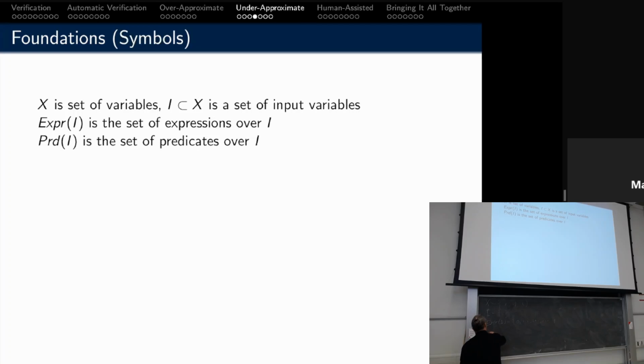And we might also want the predicates that we can make up over I. So we might want things like true, false, I is less than I plus 1, 3I equals 2I plus 7. Again, it's a really potentially big set, okay?